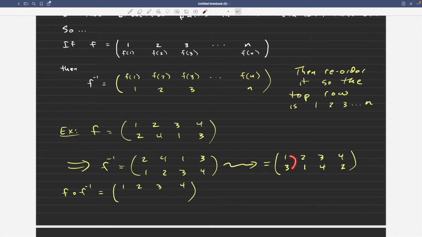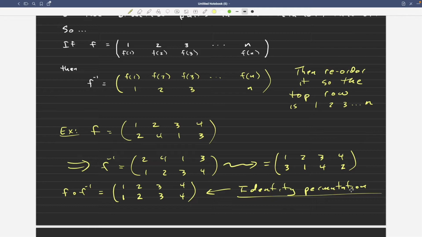So 1 would go to 3 in F inverse, and then 3 would go back to 1 in F. And so we see that 1 goes to 1. Similarly, we see in the inverse 2 goes to 1, and then in the original F 1 goes to 2. So 2 goes to 2. And then 3 is going to go to 3, and 4 is going to go to 4. So this is the identity function, or the identity permutation.